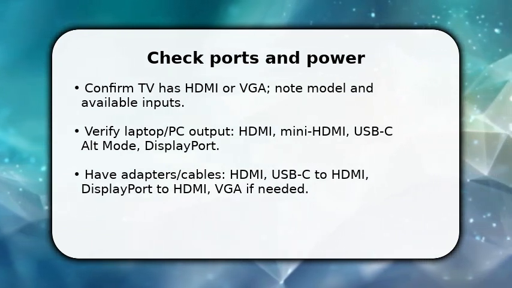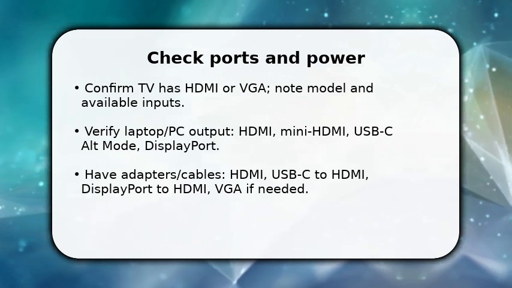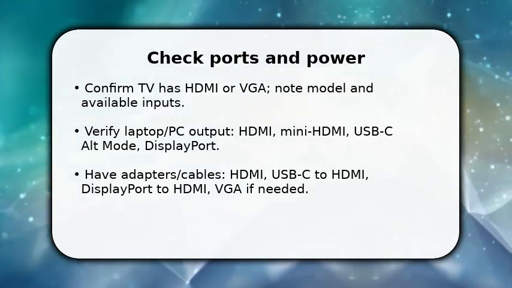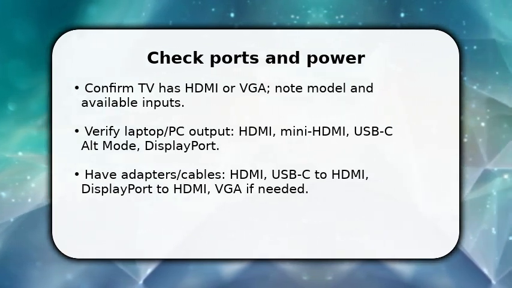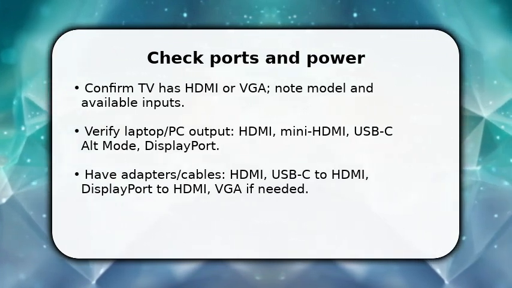On your laptop, open display settings so you can change outputs once the cable is connected. If you need an adapter, attach it now. An active adapter for USB-C or DisplayPort prevents signal loss. Once done, move to the physical connection step. Don't skip confirming the TV input.